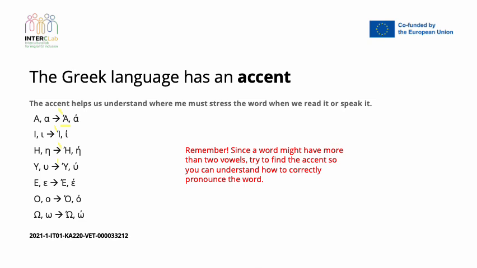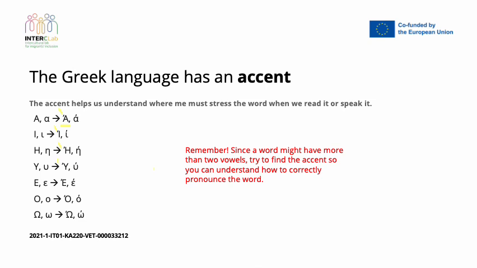So, in this slide, you're able to see how a, i, e, o are written when they are used with an accent. It is really important to remember that when you see a Greek word that has 2 or more vowels in it, the accent will help you understand where you're supposed to stress the word when you pronounce it.